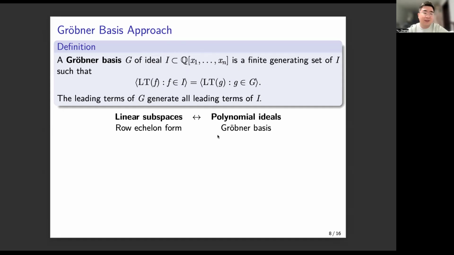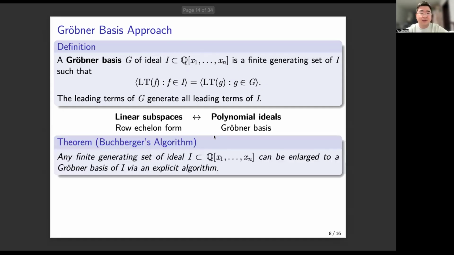And there's a classical theorem showing that if we start with any finite generating set of an ideal, we have a way to extend that finite generating set into a Gröbner basis of this ideal. There's an algorithm for this. So it's not difficult to obtain a Gröbner basis of an ideal.